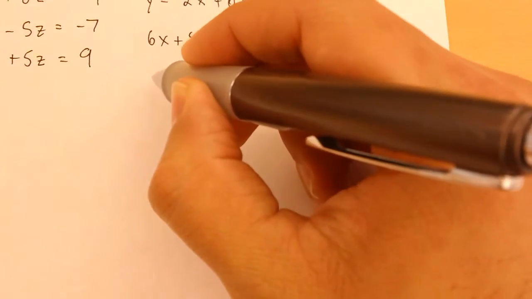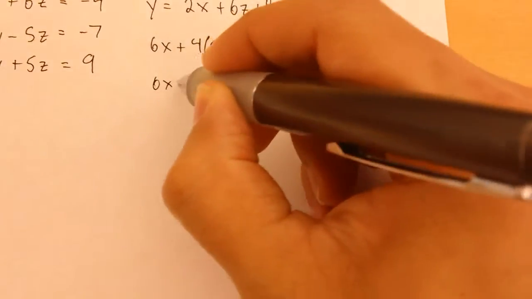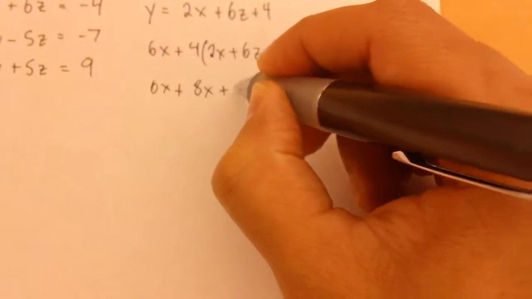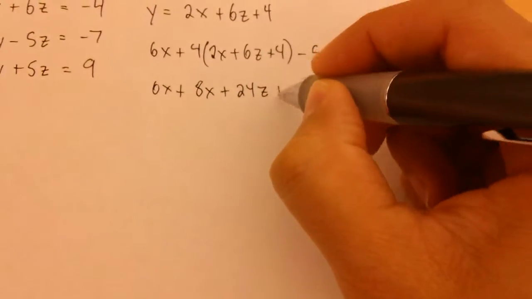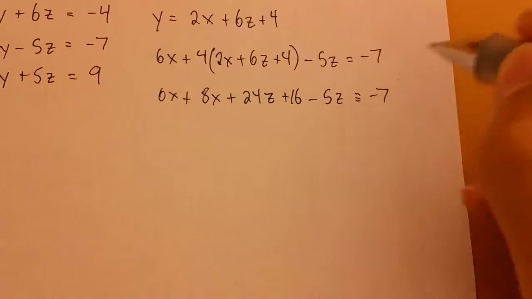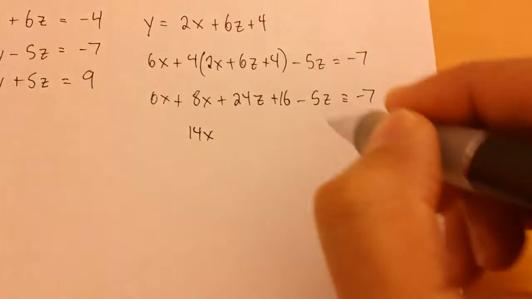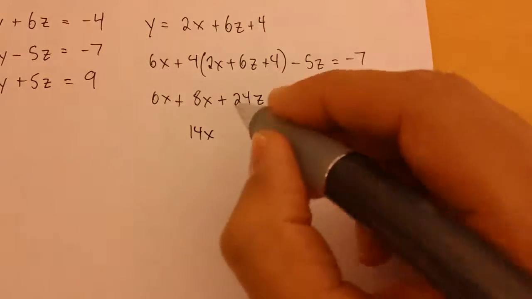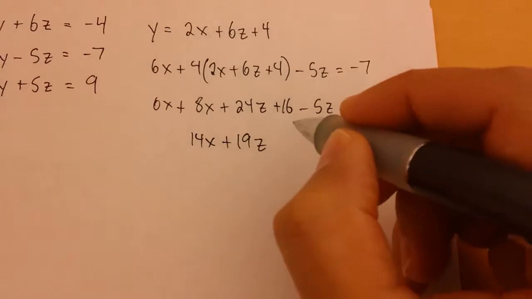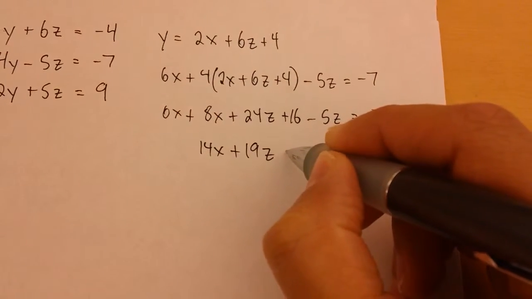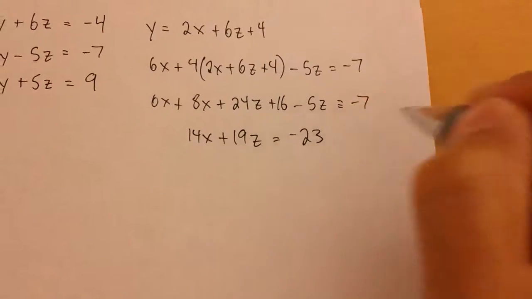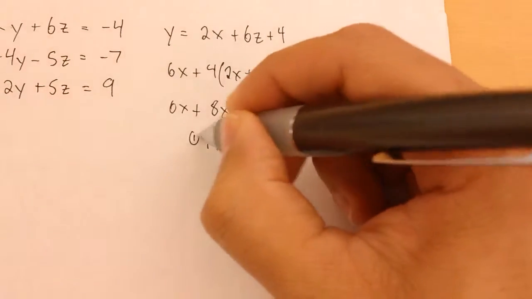So make sure you do all your math correctly. You're going to get 6x plus 8x, and then you distribute, you're going to get plus 24z plus 16 minus 5z equal to -7. You're going to get 14x plus 19z. I'm going to subtract 16 over to the other side, and that's going to be -23. So there's my first equation.